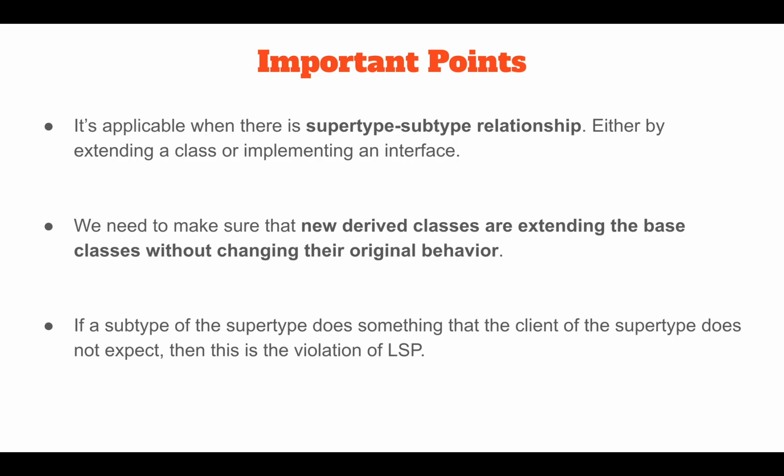The third important point is that if a subtype of the supertype does something that the client of the supertype does not expect, then this is a violation of the Liskov substitution principle. So imagine a derived class throwing an exception that the superclass does not throw, or a derived class having some unexpected side effects. Then this is a clear violation of the Liskov substitution principle. Now we have covered enough theory. Let's open the editor and start writing some code.